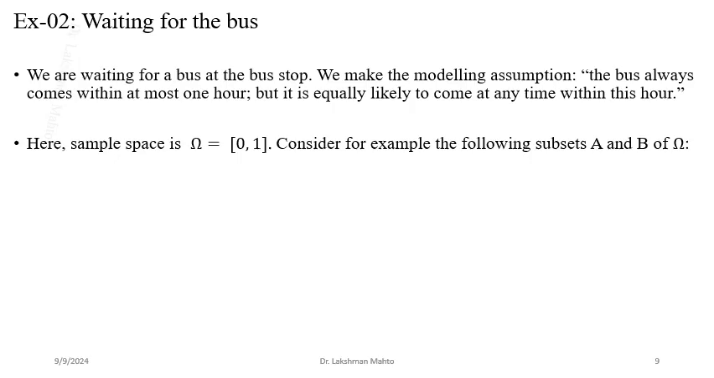Equally likely means uniform law. So what would be the sample space? 0 to 1, the unit is hour. Consider for example the following subsets A and B of the sample space. A is x to x plus epsilon: the bus is coming at time x to x plus epsilon. Then another event is that the waiting time is between y to y plus epsilon, like that.